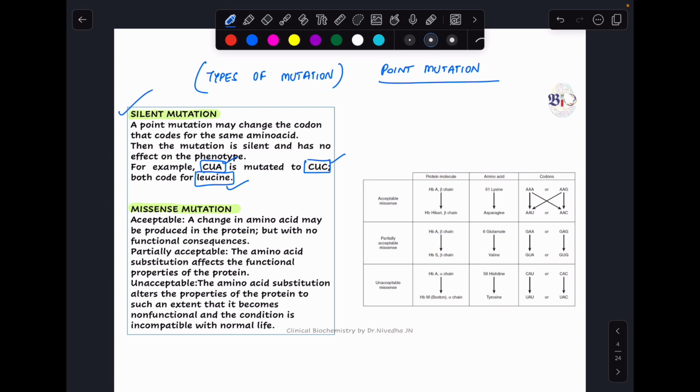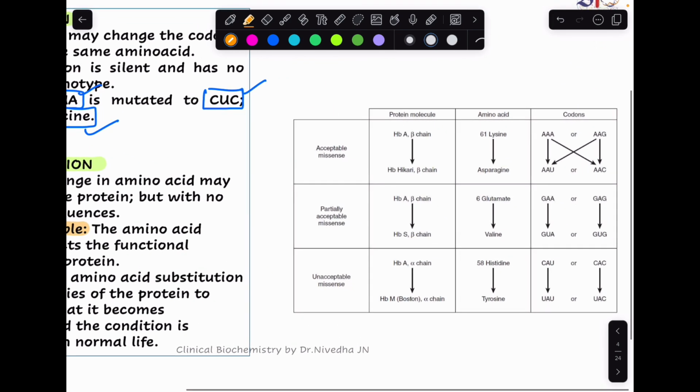Okay, the next one is missense mutation. Missense mutation, again you can classify them into three types. One is acceptable mutation, partially acceptable, and then unacceptable. So as you can see in this example, acceptable missense mutation is HbA. Let's come from codons only. Here they have given us codons, what amino acid has been altered and what's the protein that has got altered.